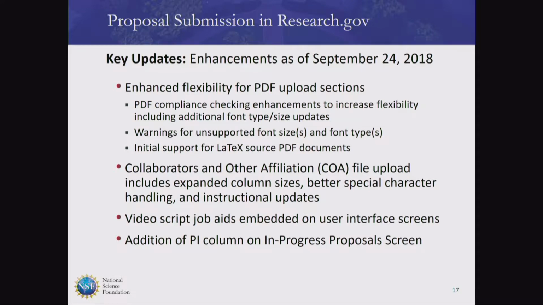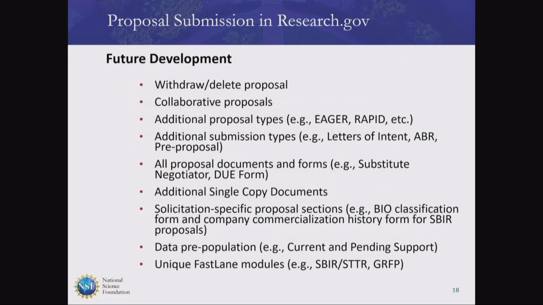The collaborators and other affiliates was something we knew was very painful, just getting a generic error, so we've made it more specific about what cell in the Excel file has an issue. And then we embedded a lot of video scripts into it, so it's kind of a learn-as-you-go, and I'll show that when we do the demo. And the other big one: one of the big requests we got for the submitted and in-progress proposals was to add the PI name to those tables. So I'll show that we added that too. That's something we hear the feedback on, and we're trying to make the product better.